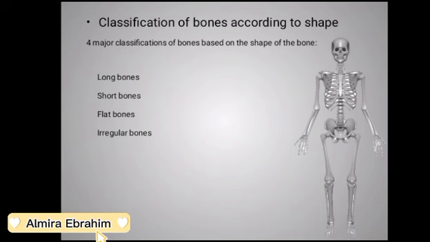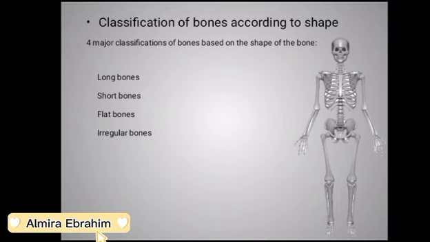Hello sir, good morning. So I am the next reporter and my topic for today is all about classification of bones according to shape. So before that, I am Almira S. Ibrahim from STEM 11A. So, there are four major classifications of bones based on their shapes: long bones, short bones, flat bones, and irregular bones.